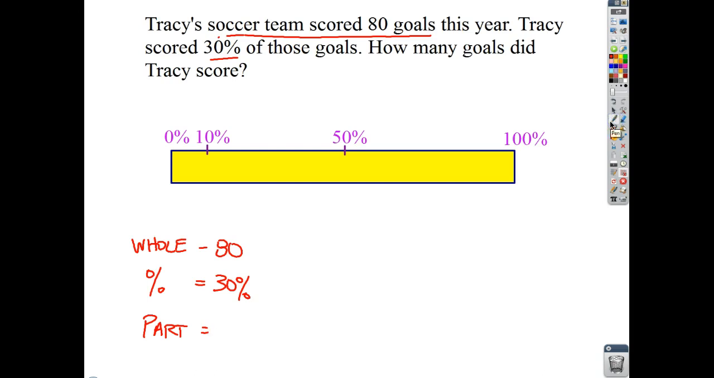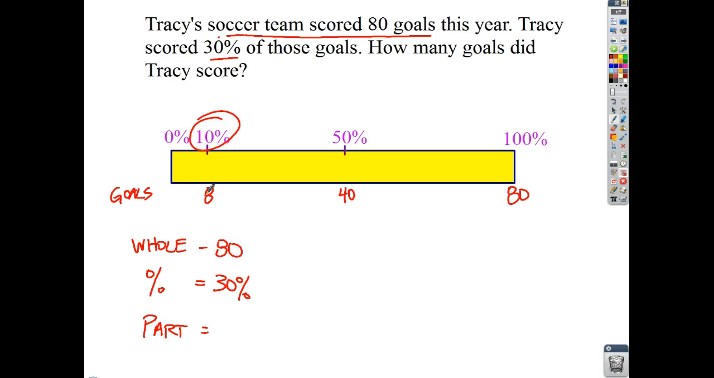Okay, so let's fill it in. We know that the whole is going to be 80. And I should have put it in here. We're talking about goals. Okay, so 80 there. All right, and then let's go ahead and we can do half. Half of that is going to be 40. Okay, we could do 10%. You tell me what's 10%. Okay, hopefully it's 8, right? So you know it's 8.